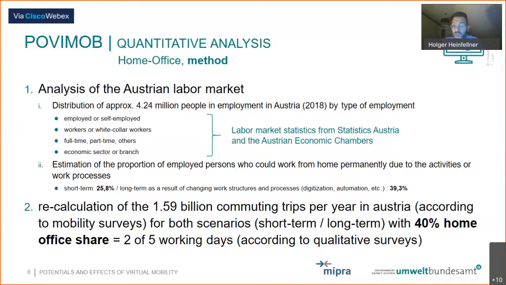This was one of the results of the qualitative survey. But this is approximately the number that people would accept as regards home office. If there are more days than 2, it's rather a social problem already, and a team building problem and so on.